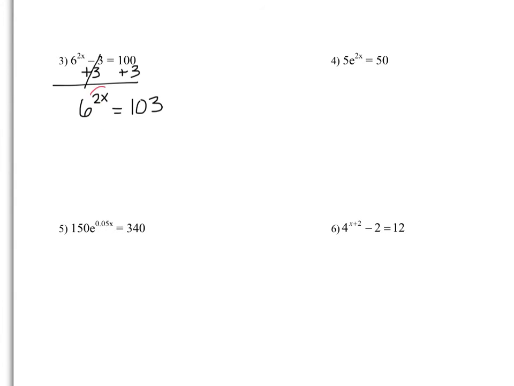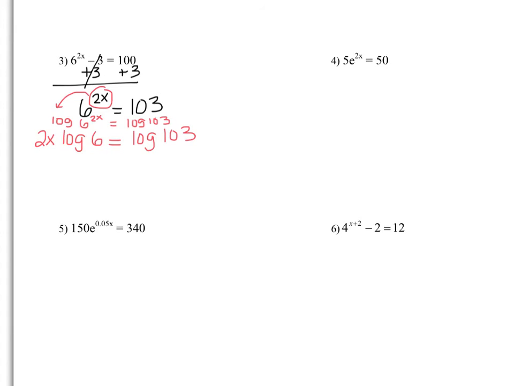We could drop it like it's hot and log both sides. So 2x log 6 equals log 103. I kind of combined two steps here. If you feel comfortable doing that, you can. Otherwise, you can include this first step here, which would be log of 6 to the 2x equals log of 103. I just knew that I had to drop the power and log, so I figure I can do it in one step.